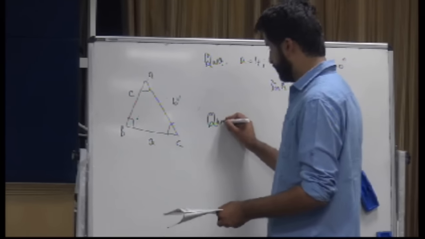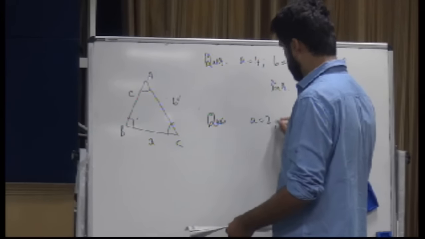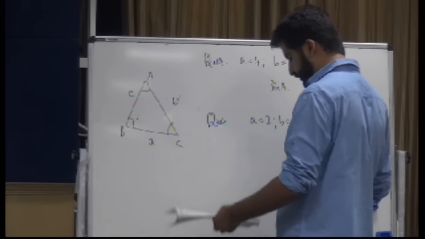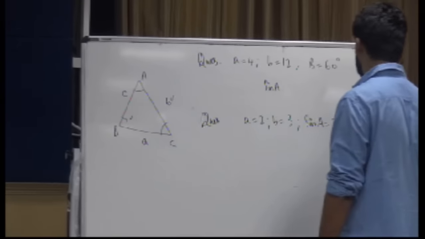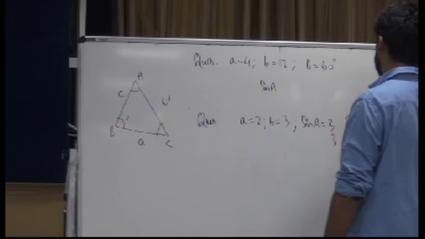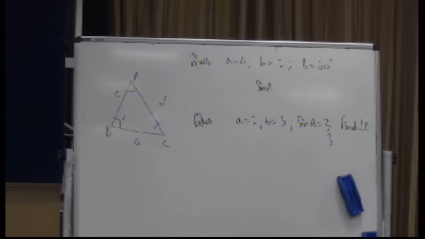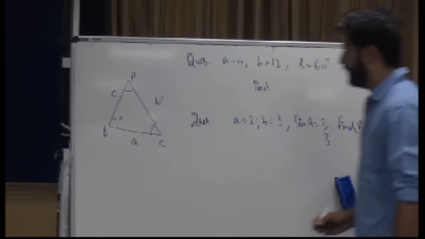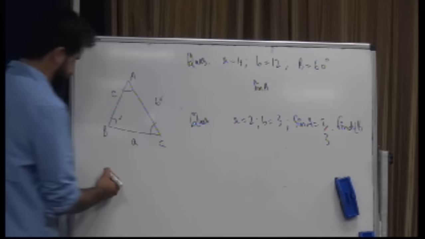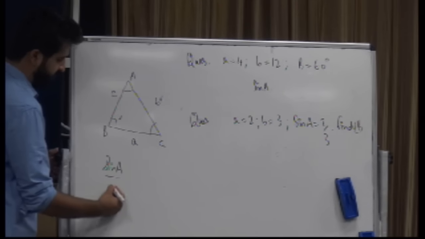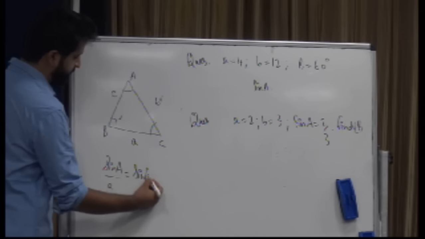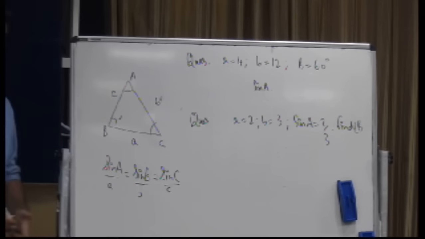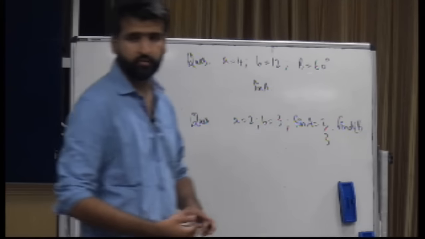Similarly, you have A is equal to 2, B is equal to 3, and sine A is equal to 2 by 3. Find angle C. Or maybe just find angle B. So the sine rule says that sine A upon small a is equal to sine B upon small b is equal to sine C upon small c. Done? What's the answer for first one?